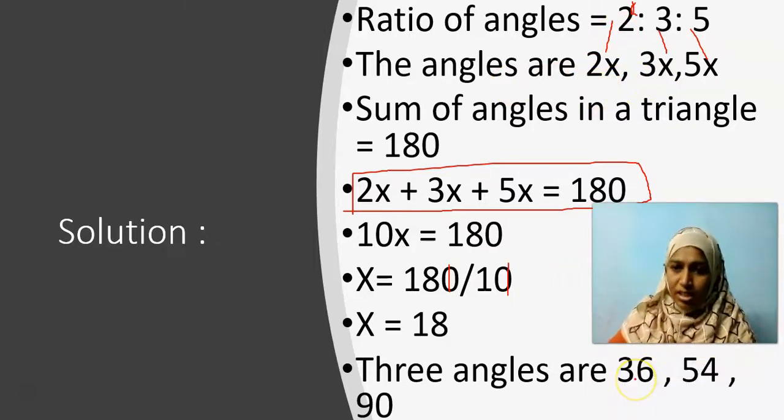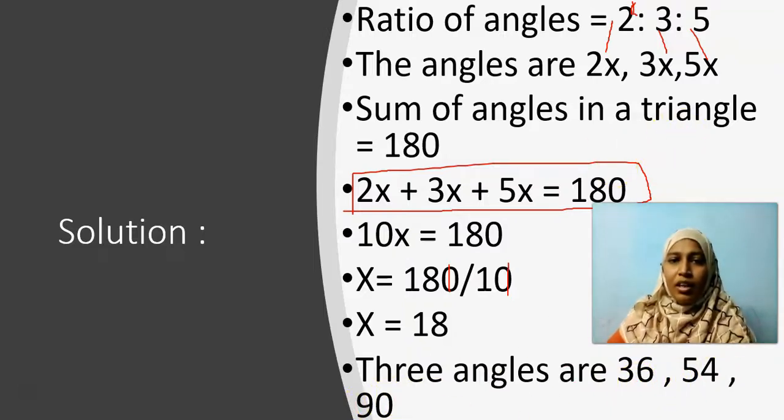So you get 36. 3 into 18 is another angle. 3 into 18 is 54. 5 into 18, multiply, children. 5 into 18 is 90. So now we have the 3 angles to be 36, 54 and 90. Is it clear, my dear children?